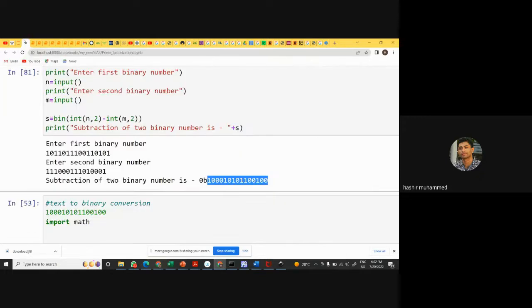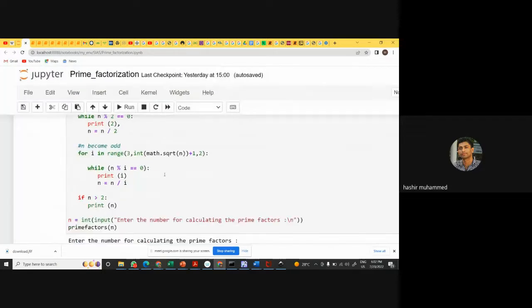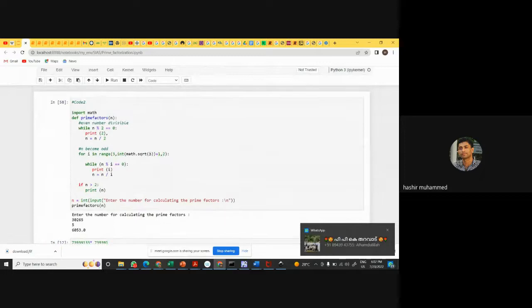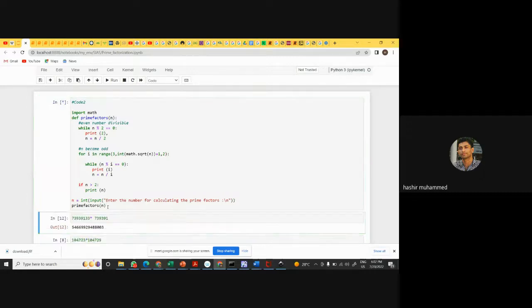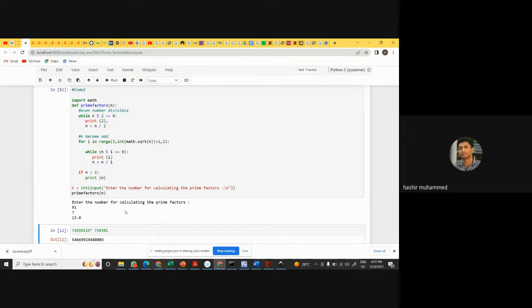I have a code prepared for you. So this is a prime factorization program. Here, enter a number for calculating prime factors. For example, let me take a small number, 91. 91 is a prime number. Sorry, 91 is not a prime number. So I want a prime factorization, by the way. So 7 and 13. These are the prime numbers that multiply to give 91.